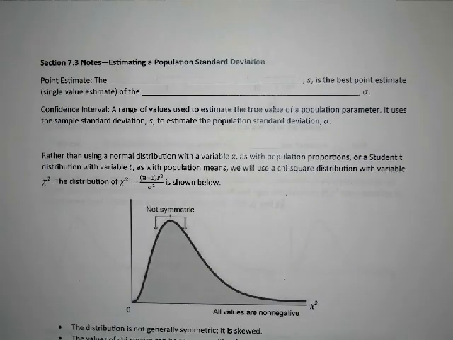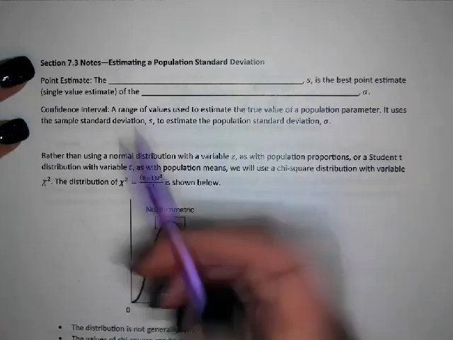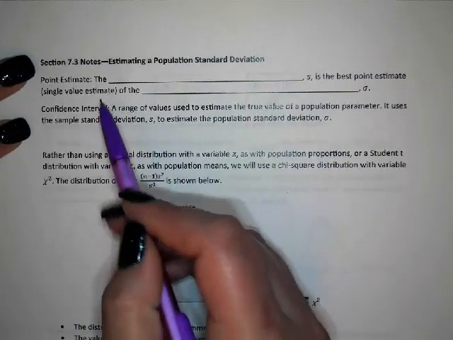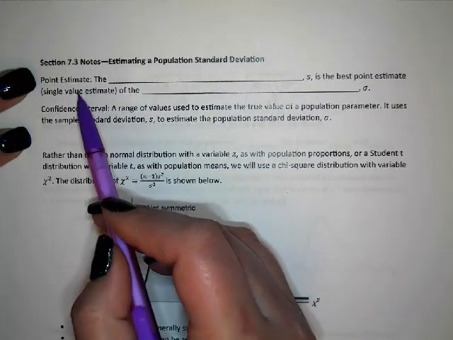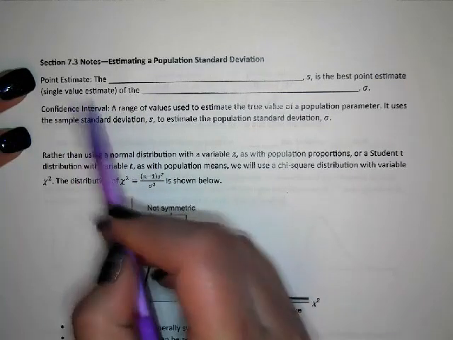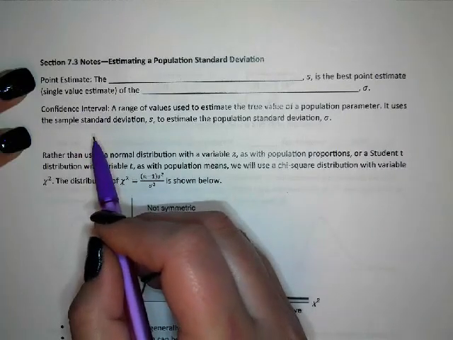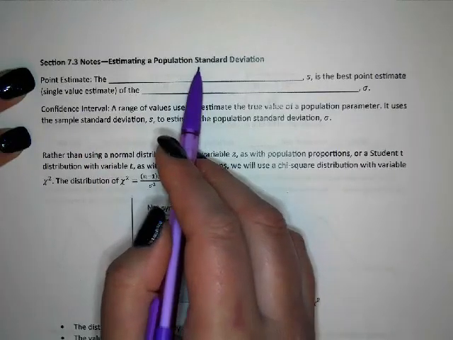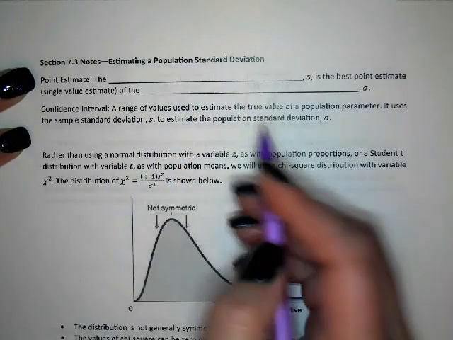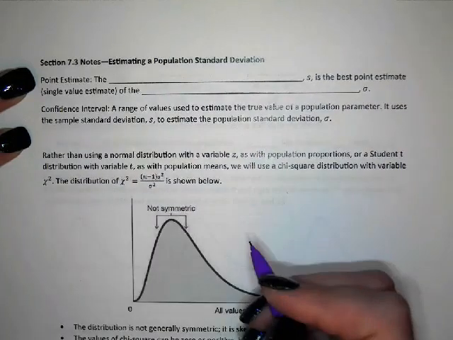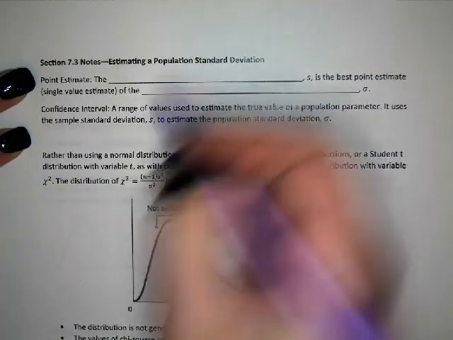This video is on section 7.3 notes, estimating a population standard deviation. Just like in the previous two sections, we're going to have two different ways of creating our estimates. One is a point estimate, or a single value estimate, that we can use to estimate this particular parameter, which in this case is the standard deviation. And the other, just like before, is a confidence interval.